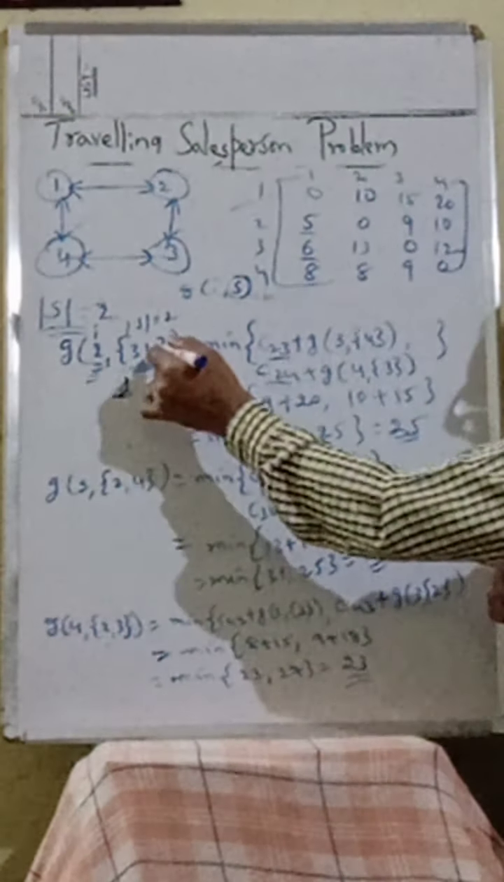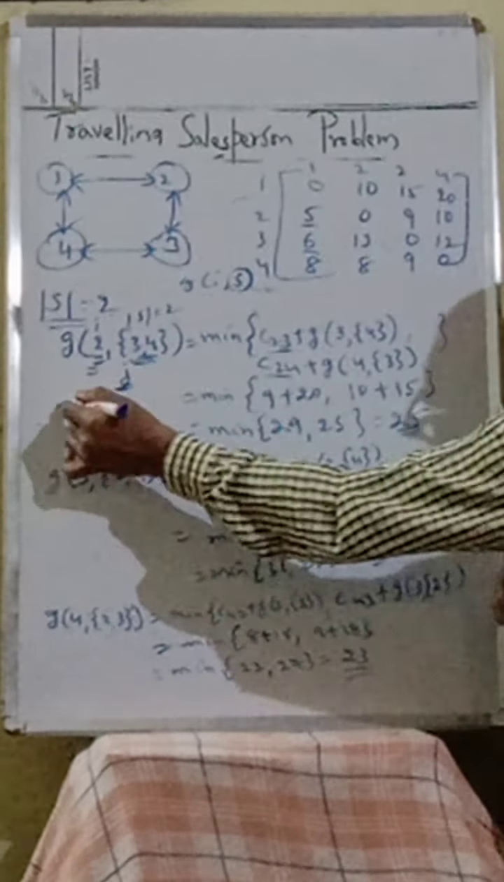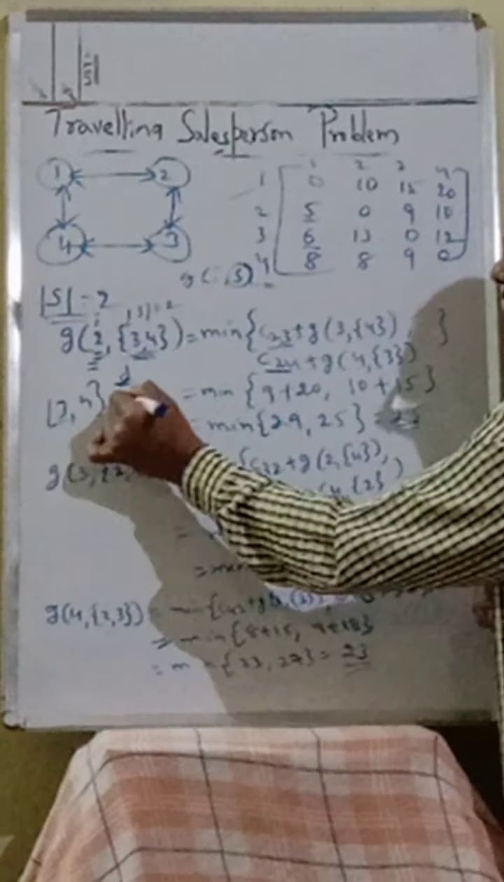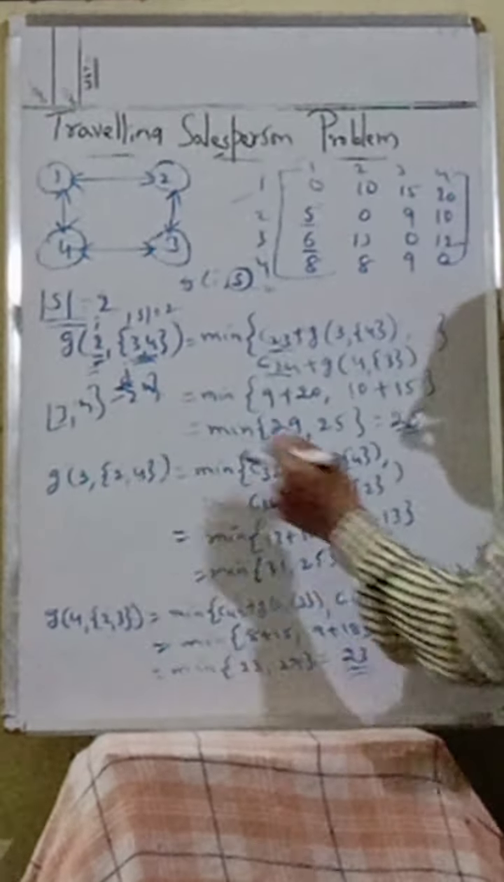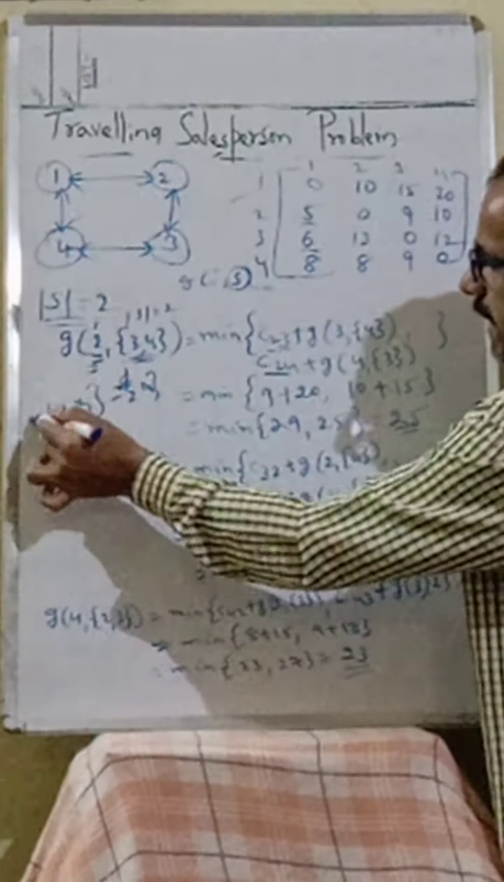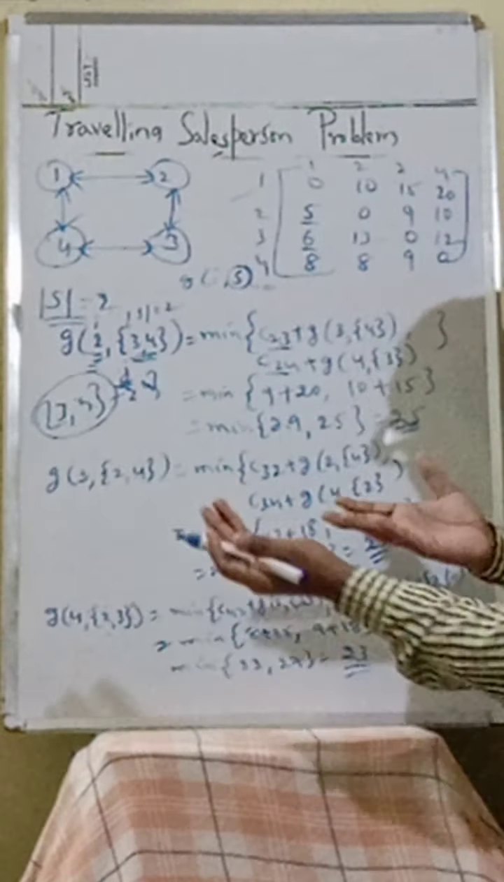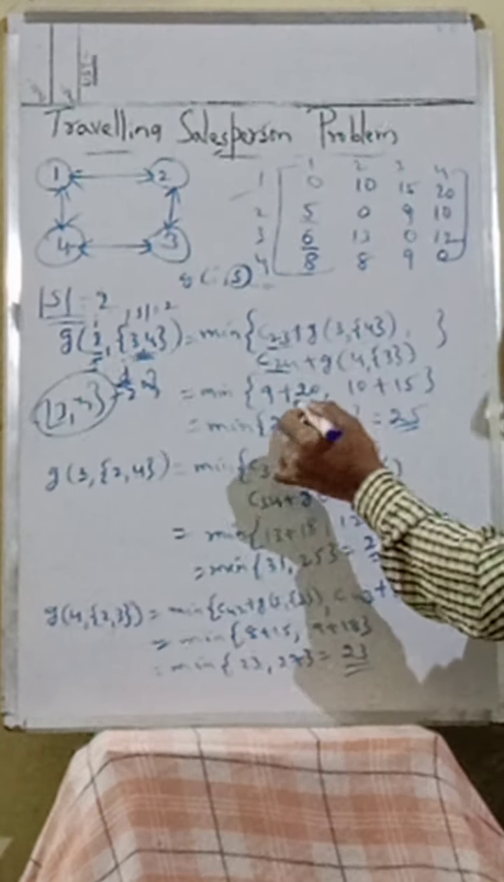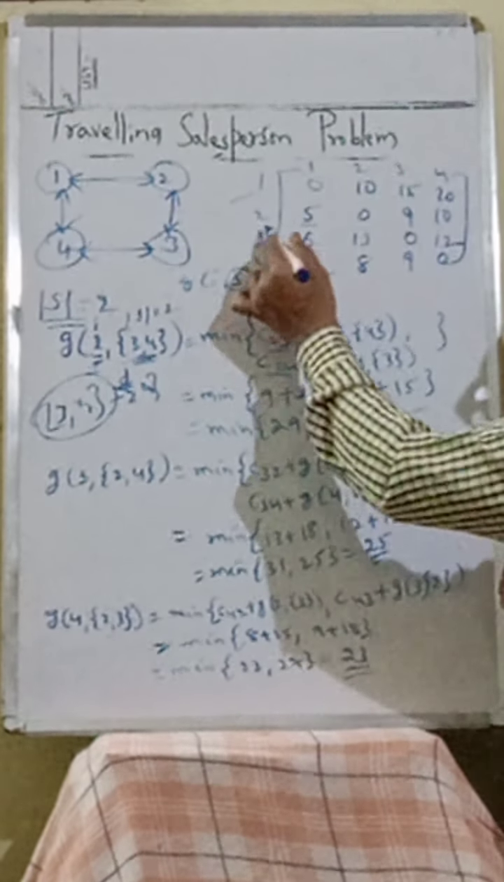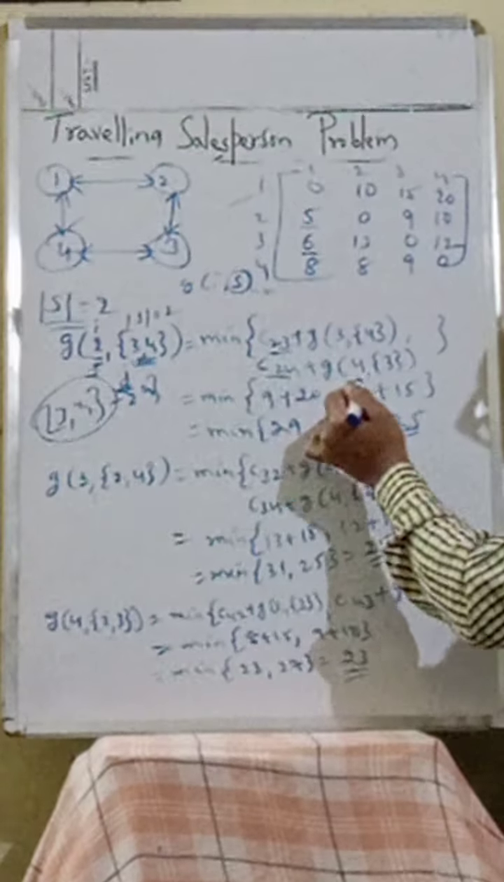Because S minus 4, S is 3 4. You know the subtraction of sets. 3 4 minus 4. Generally, the common values are going to be deleted, and whatever the remaining values in the first set, we are considering them as the resultant set of subtraction. So like this. Okay? What is C24? So C24 is 9 plus G of 4 comma 3.